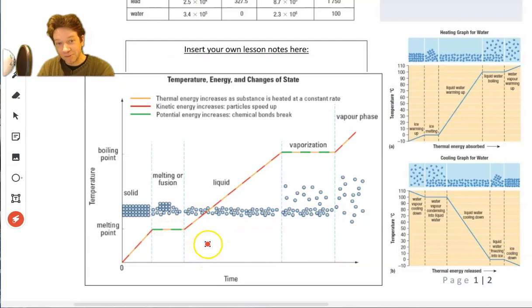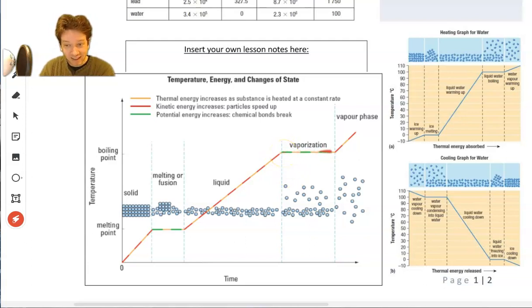Once those bonds are broken and we have a change of state, it's now liquid, so liquid water. Then you can see the temperature starts to increase. So that thermal energy transfer that we're doing with a constant power source has gone back to increasing the overall kinetic energy of the particles, and so its temperature goes up, up, up until it reaches 100 degrees. That's the boiling point of water. And then the temperature doesn't increase anymore.